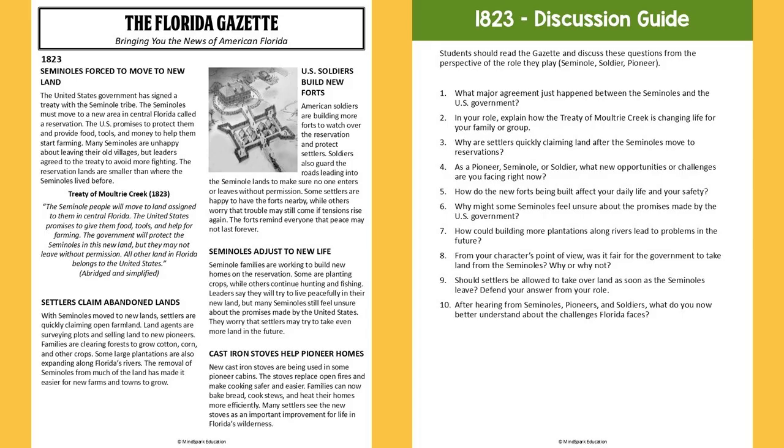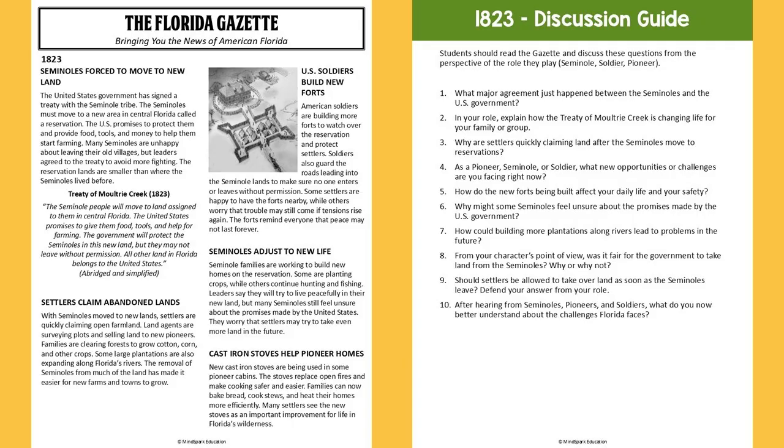Let's walk through a sample round using Turn 5, when the Treaty of Moultrie Creek reshaped where Seminoles and pioneers could live and build. The round begins with the 1823 Florida Gazette, which introduces the Treaty of Moultrie Creek. The Gazette articles describe how the Seminoles must leave much of their hunting land behind while new settlers arrive eager to farm, build homes, and start businesses. It also highlights tensions as both groups adjust to these changes and as the U.S. government promises protection through the construction of new forts.